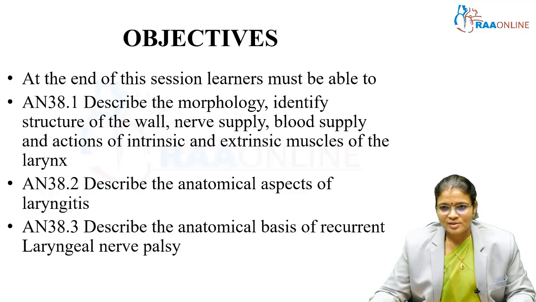Today we are going to deal about larynx. At the end of this session, the learners must be able to describe the morphology, identify the structure of the wall, nerve supply, blood supply and actions of intrinsic and extrinsic muscles of the larynx. And they must be able to describe the anatomical aspects of laryngitis, and the anatomical basis of recurrent laryngeal nerve palsy.